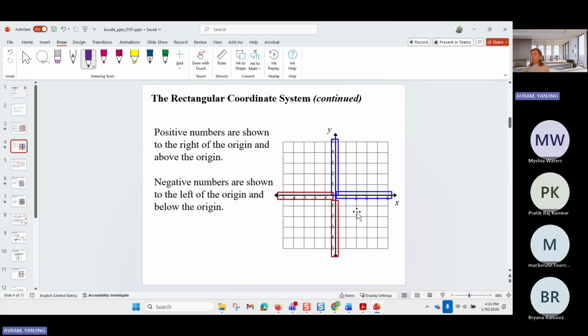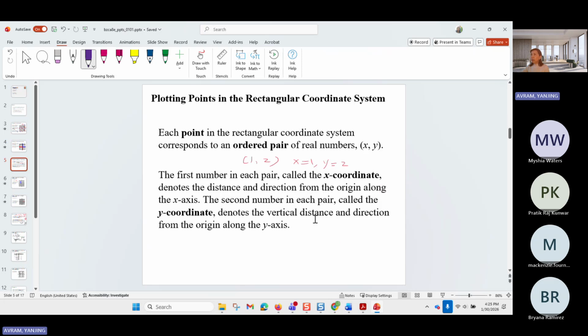So look at this one right here. The x is positive and the y is positive on the top. On the right, x is positive. Left, x is negative. Down, y is negative. So if I want to plot 1 and 2, that means x equals 1, y equals 2. So that should be in the first quadrant because both are positive.